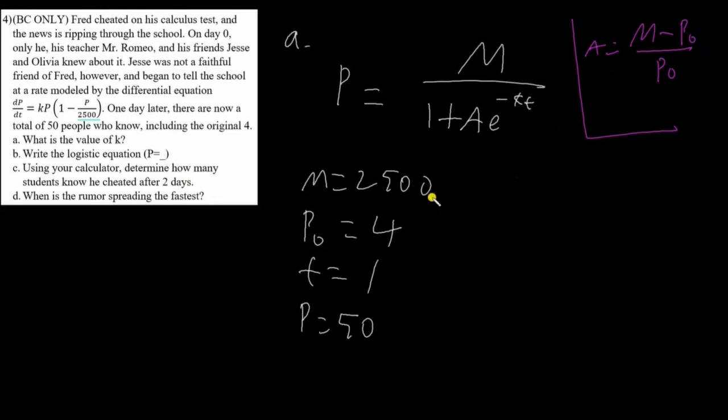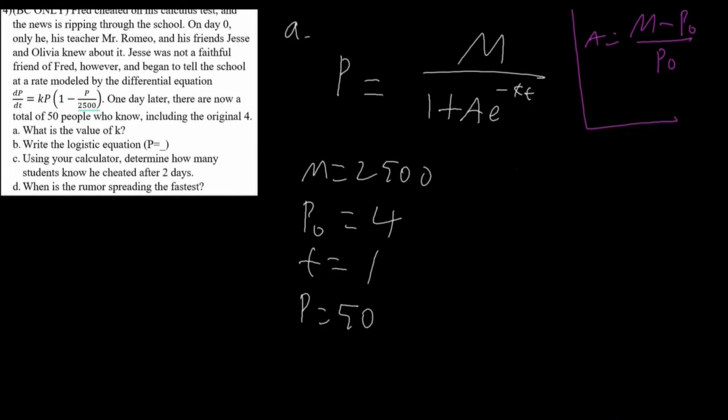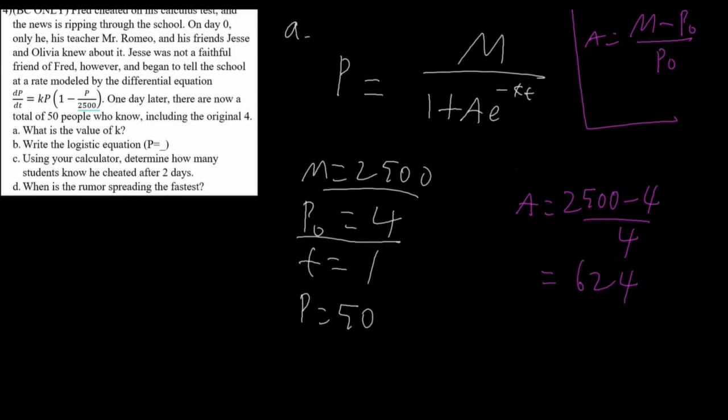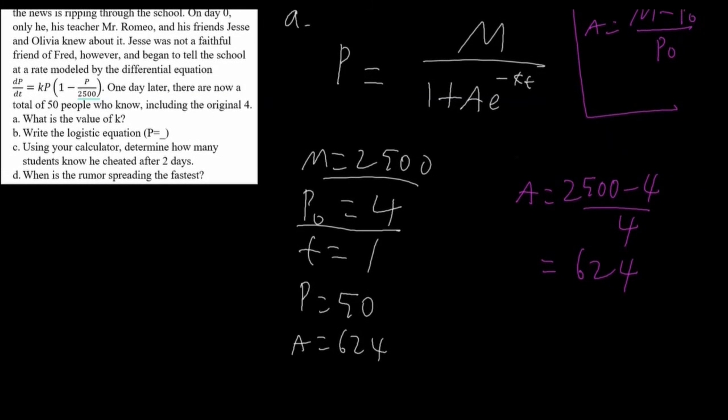Then we know M, we know P, and we need to find A. So let's use this equation to find A, because we know the initial population and the carrying capacity, so we can use those two variables together to find A. A is (2500 minus 4) divided by 4, which is 624. So now we know A is 624. We know P, we know M, we know A, we know t. So now we can put this all together and figure out k.